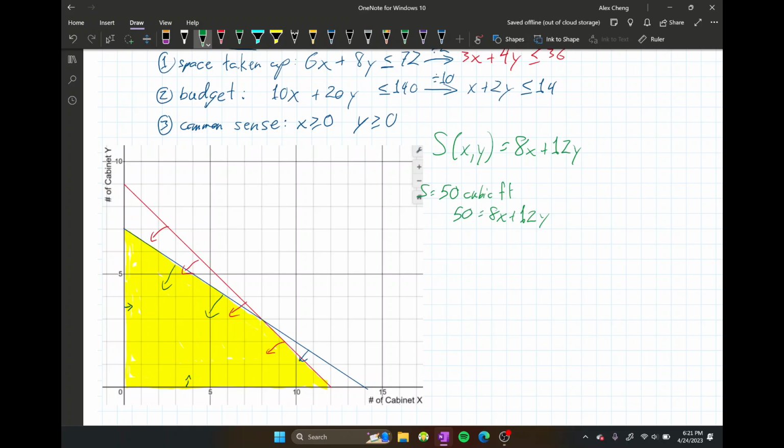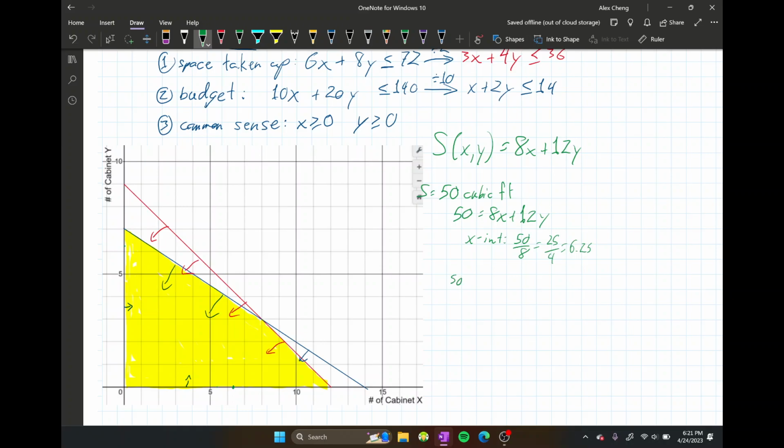So the x-intercept: set y equal to 0. The x-intercept is going to be 50 over 8. Dividing top and bottom by 2, that's 25 over 4, which is 6.25 or 6 1/4. So that's going to be something like so, the x-intercept at 6 1/4.